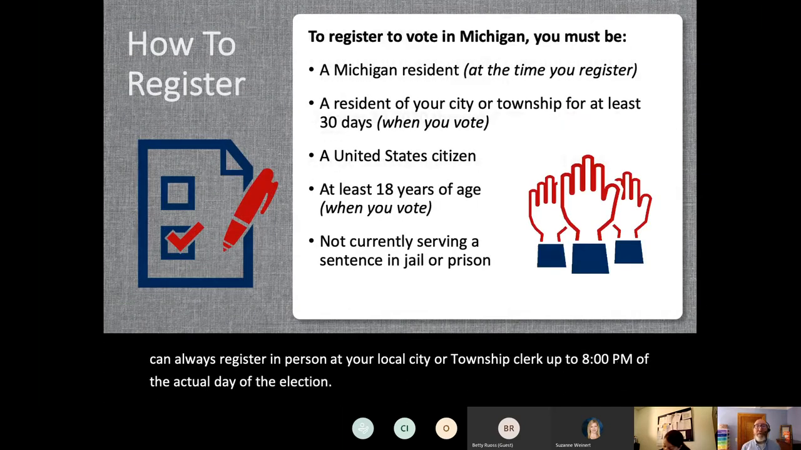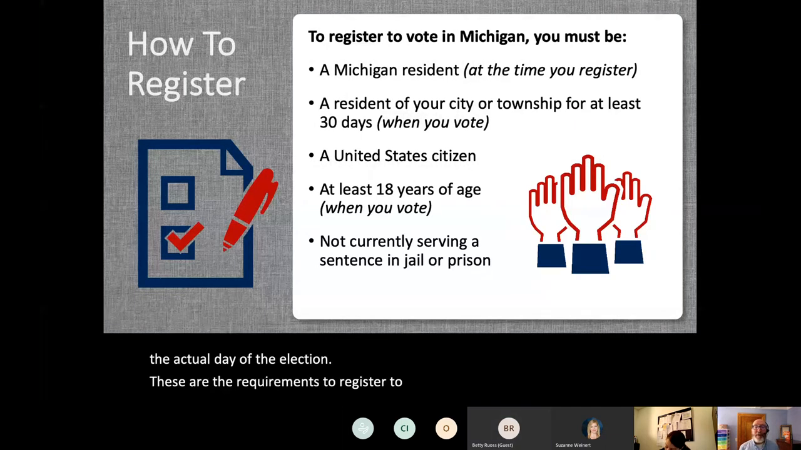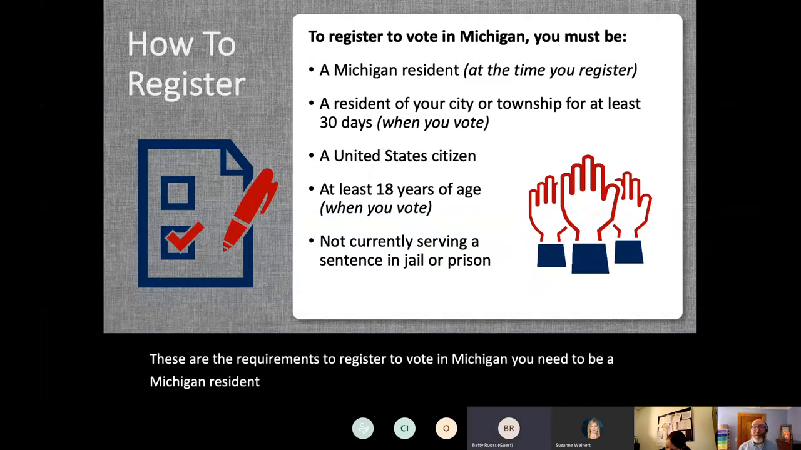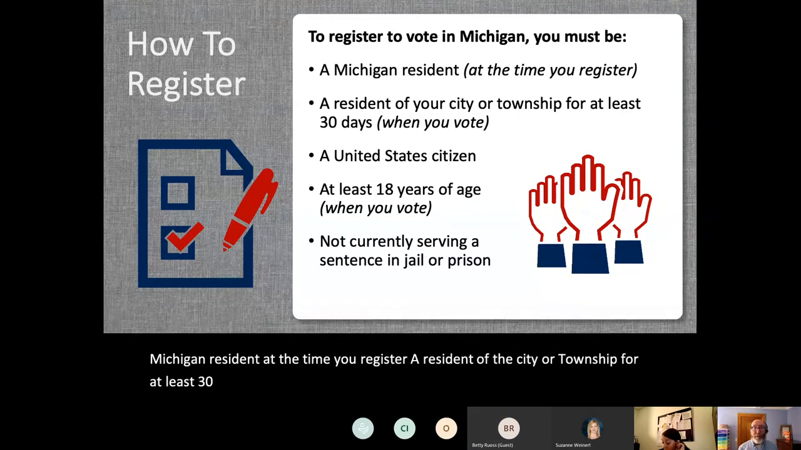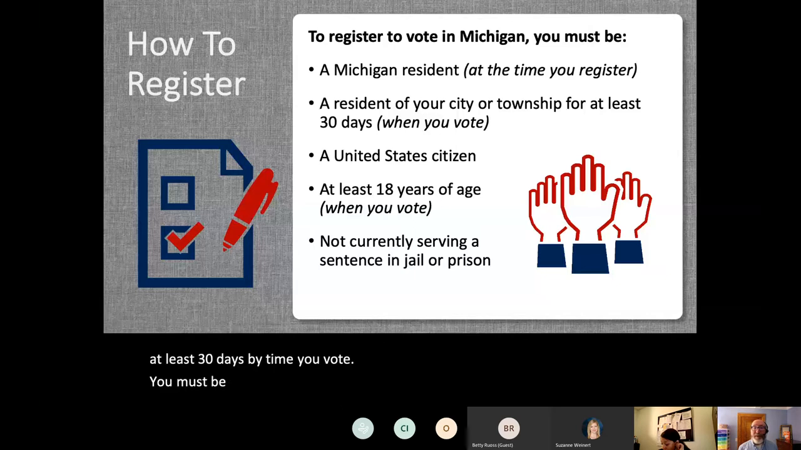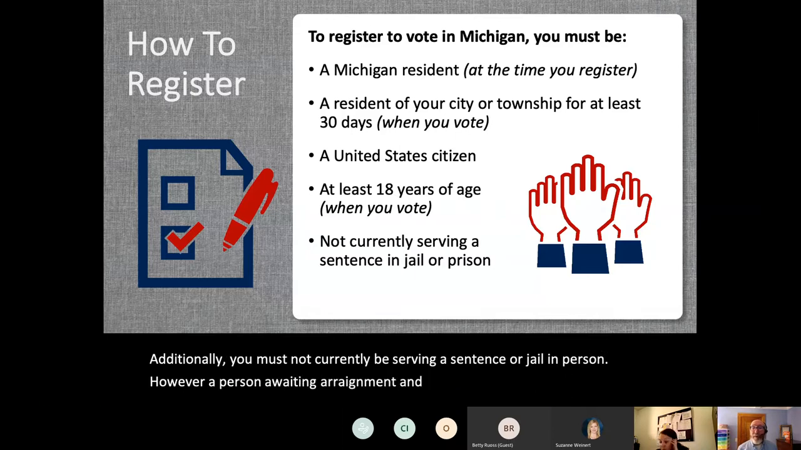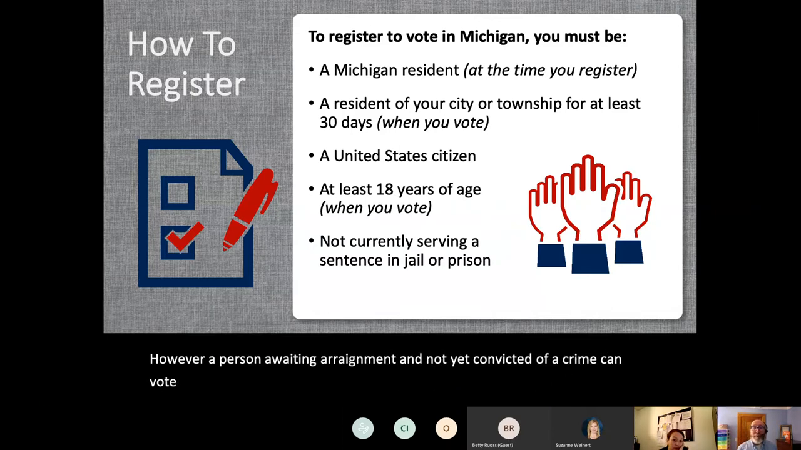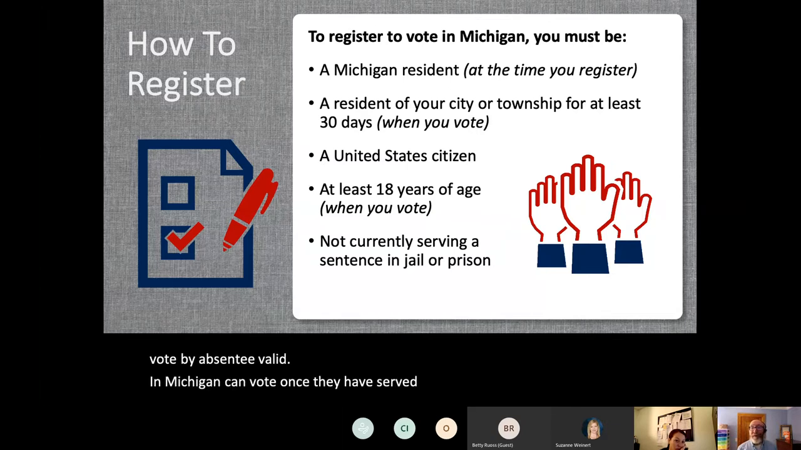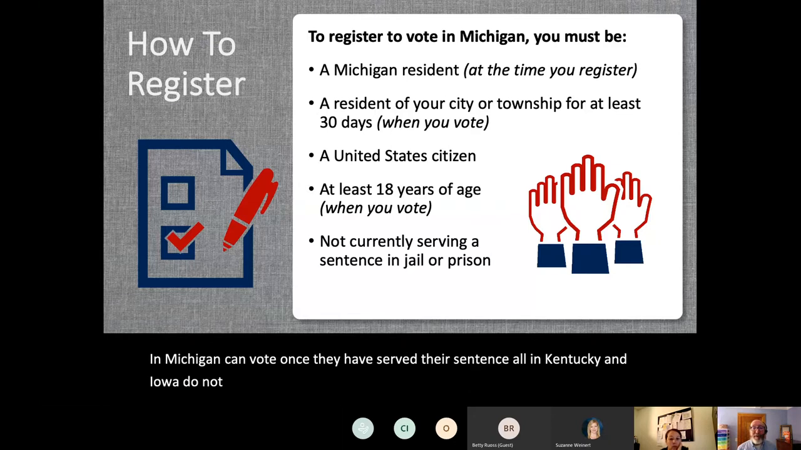These are the requirements to register to vote in Michigan. You need to be a Michigan resident at the time you register, a resident of the city or township for at least 30 days by the time you vote. You must be a U.S. citizen and at least 18 years of age at the time you vote. Additionally, you must not currently be serving a sentence in jail or prison. However, a person awaiting arraignment and not yet convicted of a crime can vote by absentee ballot. Felons in Michigan can vote once they have served their sentence. Only Kentucky and Iowa do not restore the voting rights of felons.